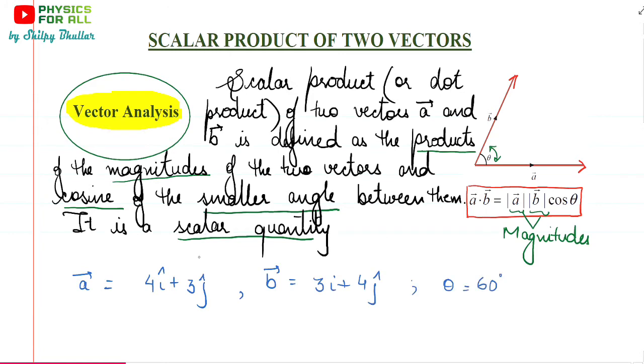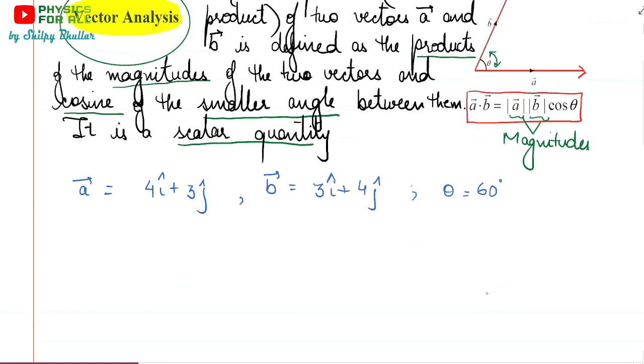Here we have the example. Suppose vector A is 4i cap plus 3j cap. We are considering two-dimensional vector. We have not considered the third coordinate. And let vector B be 3i cap plus 4j cap. And the theta, the angle between these two vectors, let that be 60 degree. See, if these two are joined, we can consider this angle to be 60 degree. Looks almost like 60 degree. And now we have to find A dot B.